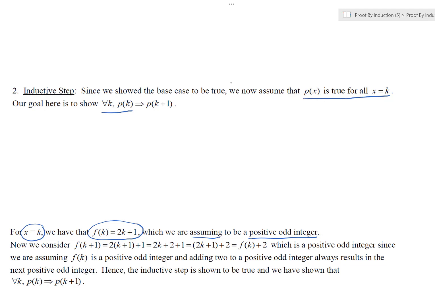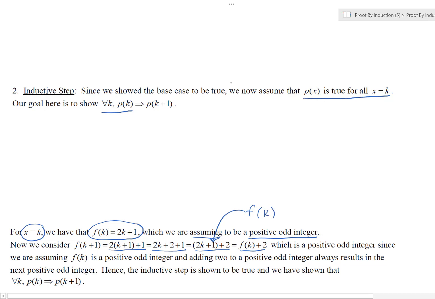So we're like, well, what's p of k plus 1? Well, that's just plugging k plus 1 into the function f of x. So remember, just replace the variable with k plus 1, and we get this expression 2 times the quantity k plus 1, plus 1. And then just distributing and collecting like terms, we get that it's 2k plus 2 plus 1, which we could rewrite as 2k plus 1 plus 2, or f of k plus 2, because f of k is right there. That's f of k.